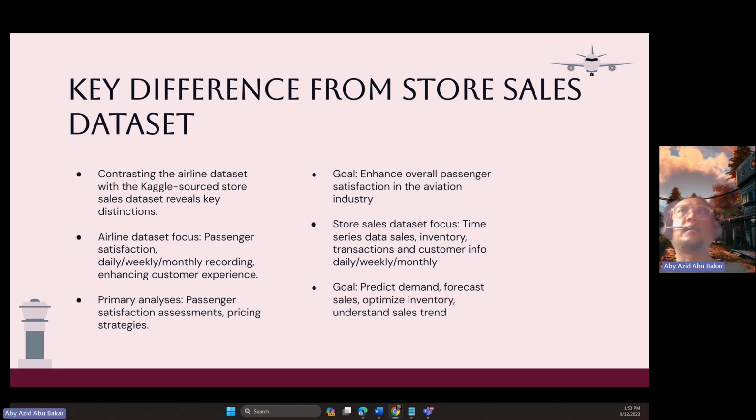Meanwhile, the full sales dataset primarily deals with time series data covering sales records, inventory management, and customer information. These data points are documented on a daily, weekly, or monthly basis. The full sales dataset's goal is to enable the prediction of sales demand, facilitate sales forecasting, and reveal the underlying trends in sales. Now, I'd like to hand over to my colleague Aisyah, who will explain our dataset analysis goals and objective, and also provide in-depth information about the dataset.